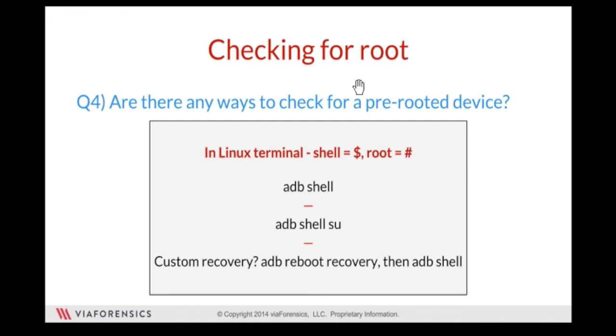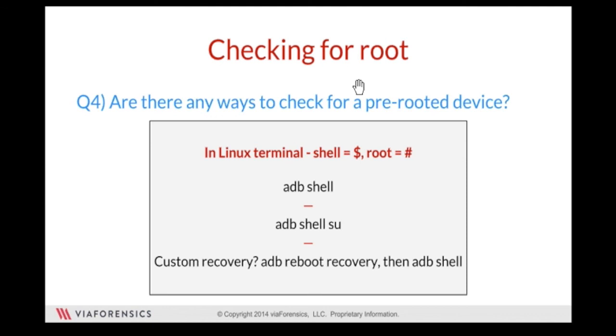Are there any ways to check for a pre-rooted device? Yeah, so to check for a device, first of all, I showed you earlier the ADB shell command. When you type ADB shell and you've got a device connected, barring a few other steps on newer devices, you will see either a $ sign or you'll see a # sign. If you've got the $ sign, that means you do not have root. If you've got the # sign, that means you do have root. Now, if you have the $ sign, that doesn't mean that you have to fret.